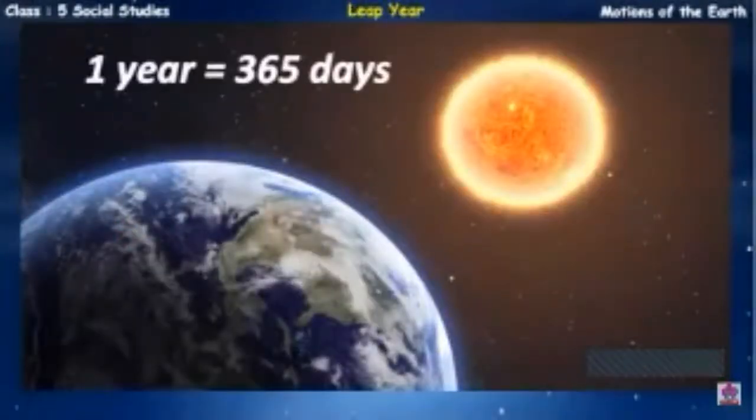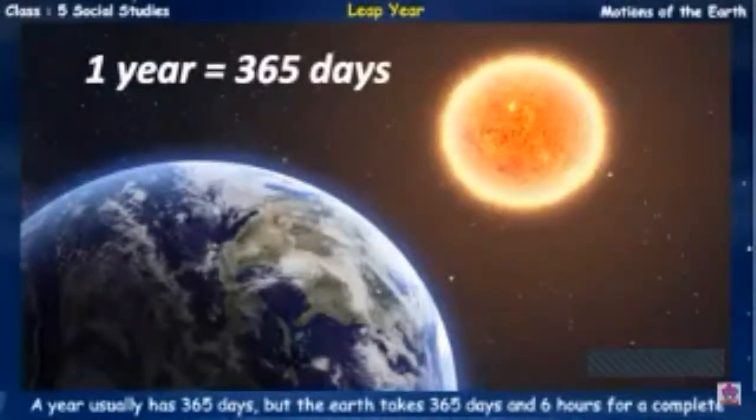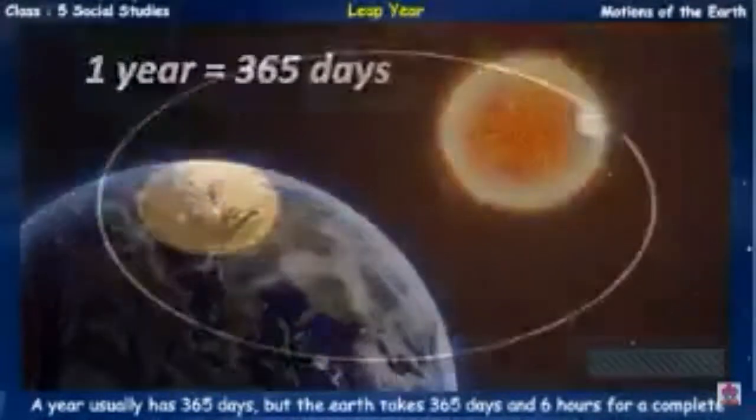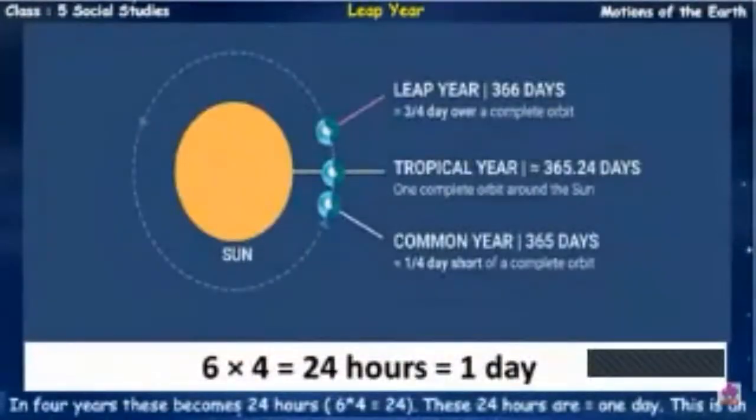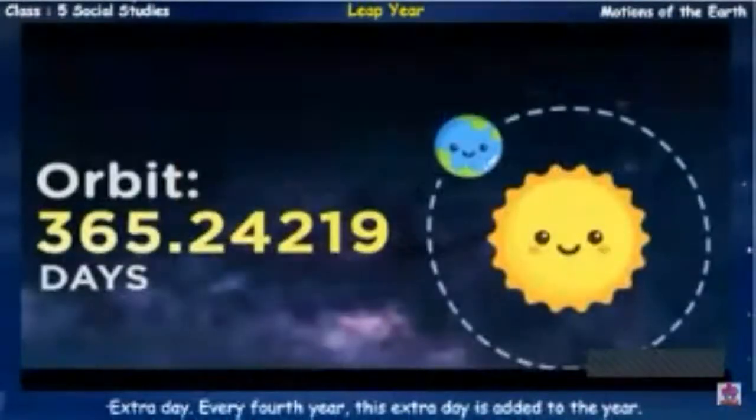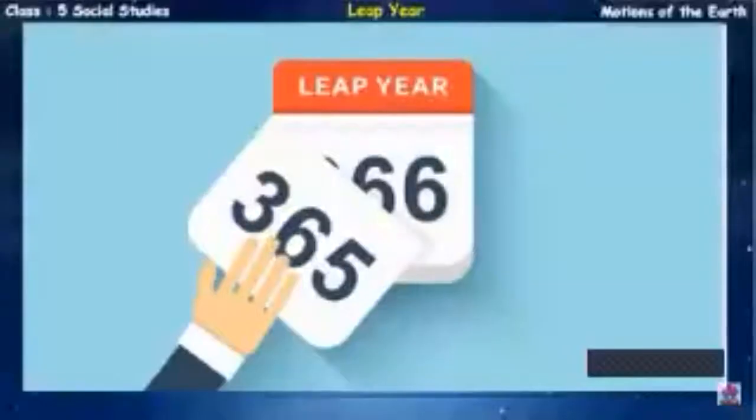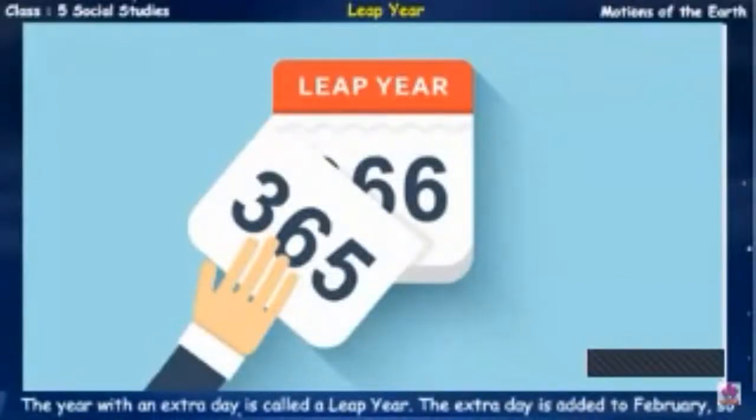Leap year. A year usually has 365 days, but the Earth takes 365 days and 6 hours for a complete orbit around the Sun. The extra 6 hours from each year is added up. In 4 years these become 24 hours. These 24 hours are equal to 1 day. This is an extra day. Every 4th year, this extra day is added to the year. The year with an extra day is called a leap year.